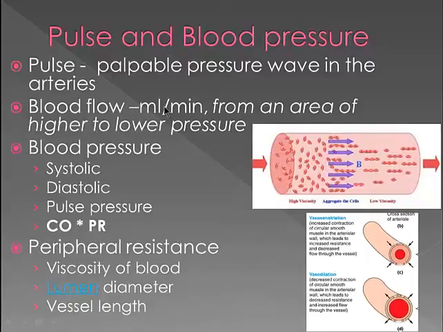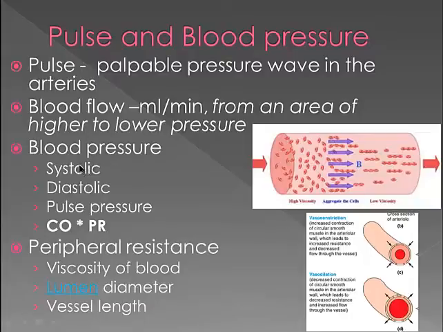in a minute, and it's always from an area of high to low pressure. That's why from the aorta it passes in the arteries, it's going down, because aorta at the beginning is the highest pressure, and as it keeps going down the pressure decreases, so always from high to low pressure. So what is this pressure or blood pressure?